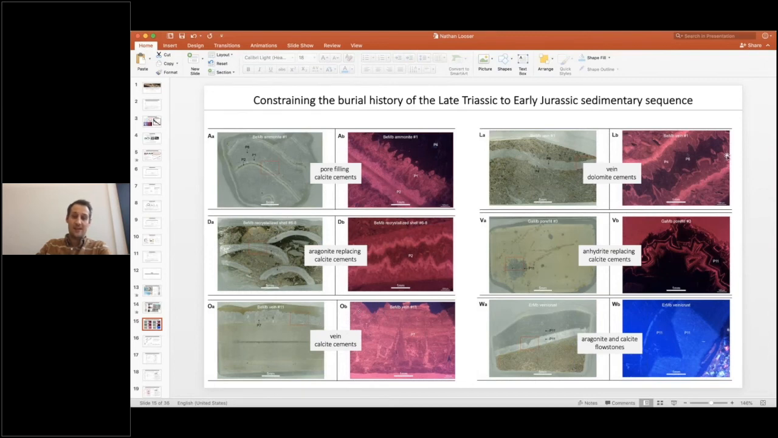We have calcite veins, then we have calcite veins with an inner generation, again, of saddle dolomite. And finally, we have very late phases, anhydrite replacing calcite cements. These nodules here were originally filled with anhydrite, and then during exhumation and the influence of water and fluid flow, this anhydrite was dissolved, and these meteoric calcite cements were precipitated. And finally, also flowstones composed of aragonite and calcite.